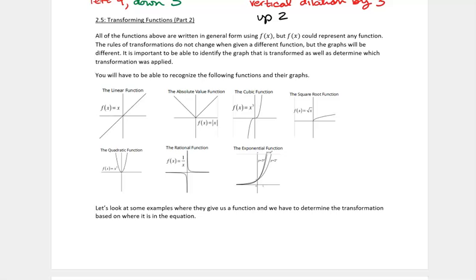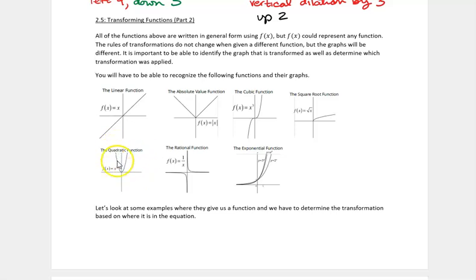So the parent function is the most basic version of that function. That means there's nothing added, nothing subtracted, no multiplication, no negatives, nothing. This is as straightforward of that type of problem as you're going to get. We've got linear, we've got absolute value, that makes a v. Our cubic function looks like half a quadratic and then half upside down. Square root function, it's a sideways parabola, but only one half of it.